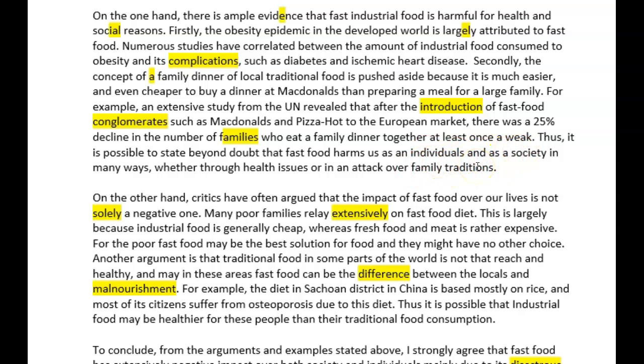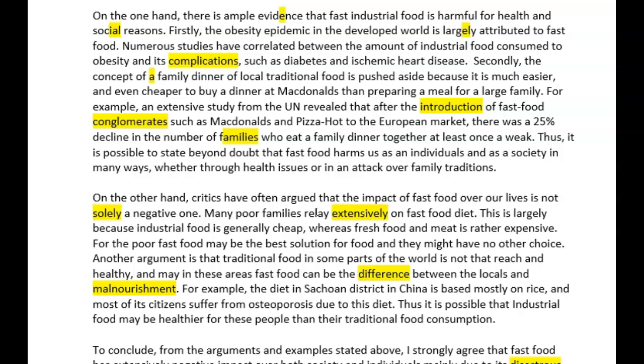So it's okay. You're definitely within the right topic. You're answering it very specifically, so this is very, very good. Okay. On the other hand, critics have often argued that the impact of fast food over our lives is not solely a negative one. Oh, that's interesting. Many poor families rely, without the A, because you wrote relay, and that's a totally different word. So rely extensively on a fast food diet.